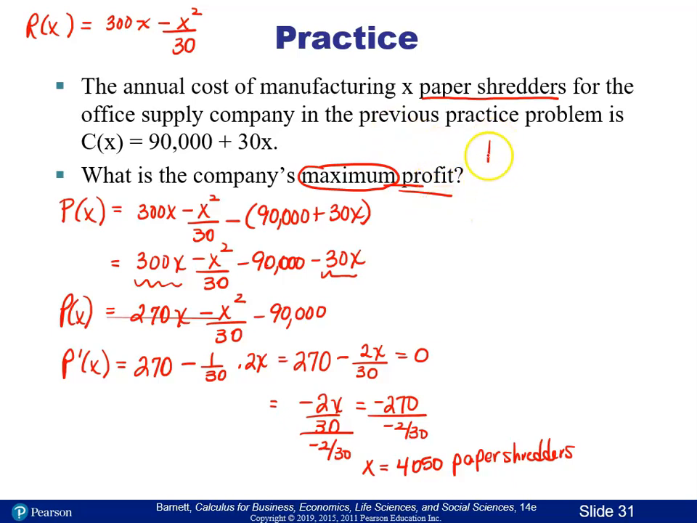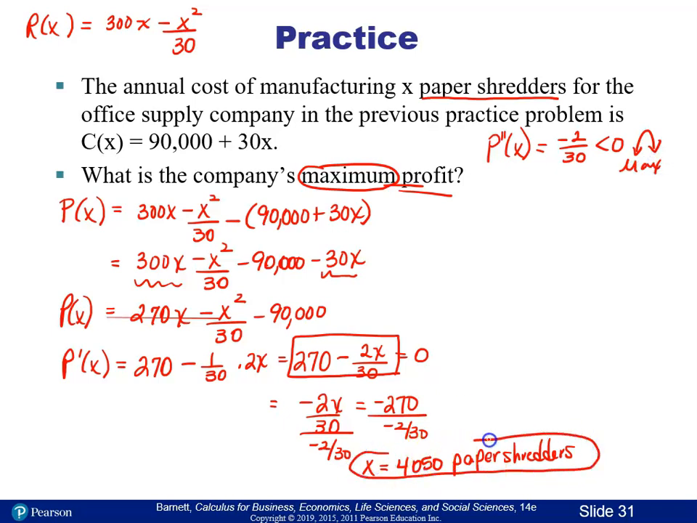Okay, we do need to look at our second derivative in order to show that it is in fact a maximum. So if we go back to our first derivative, which is here, the derivative of 270 is 0, and the derivative here is just going to be negative 2 over 30 or negative 1 over 15. And so that's negative, so it opens down and we have a maximum. Okay, so this does in fact give us a maximum.